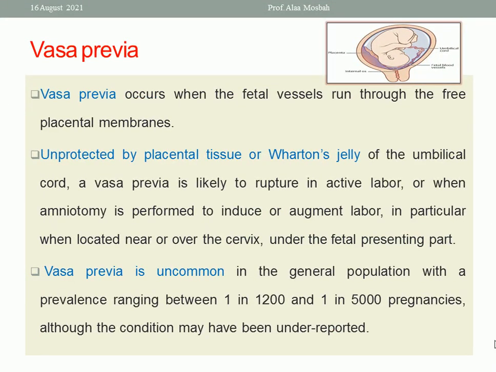What about one of the important causes also of antepartum hemorrhage, although it is rare, which is the Vasa Previa. Vasa Previa occurs when the fetal vessel runs through the free placental membranes, as I mentioned before. The fetal vessel runs here, as an inflammatory insertion to the placenta below the presenting part. So it is liable for rupture. If the membrane is ruptured, this fetal vessel is liable for rupture, and the hemorrhage here is of fetal origin. You should remember that.